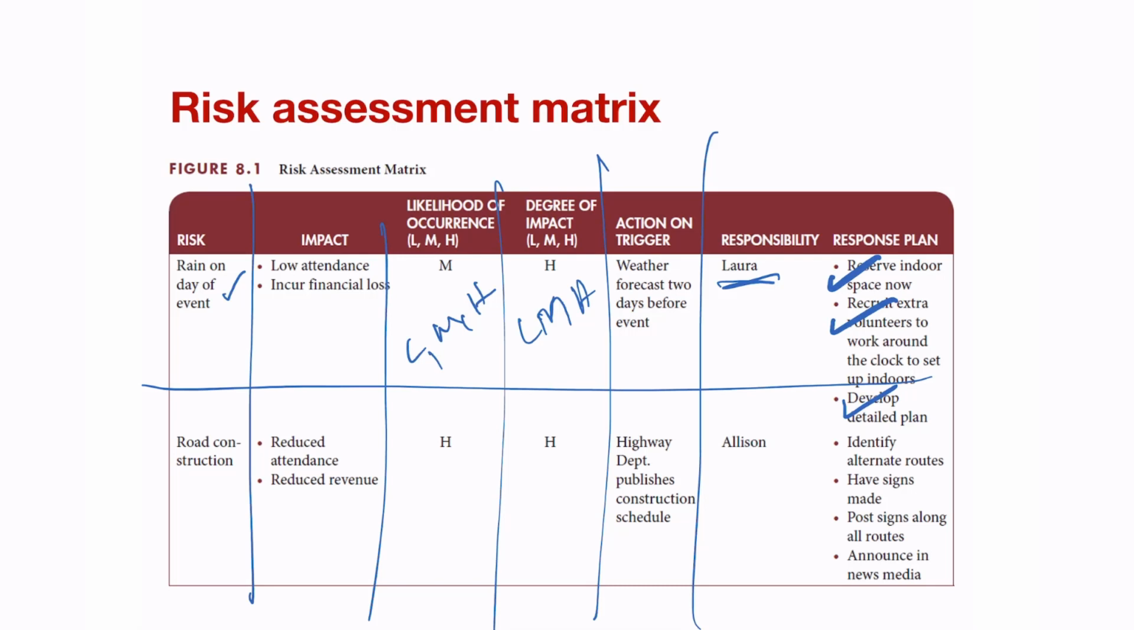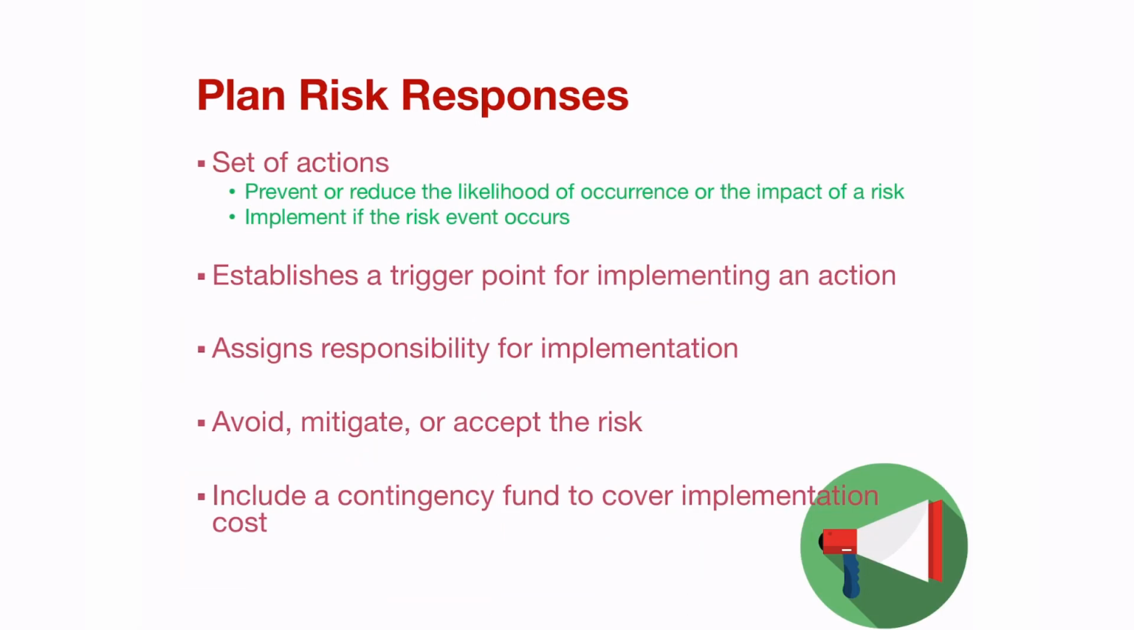And then road construction, reduced attendance, reduced revenue, likelihood is high, degree of impact high. And in this case, the trigger event is the department tells them, listen, we are potentially not going to go ahead with that construction. Alison then has to put a plan in place to manage that particular event, or at least a response plan as well.